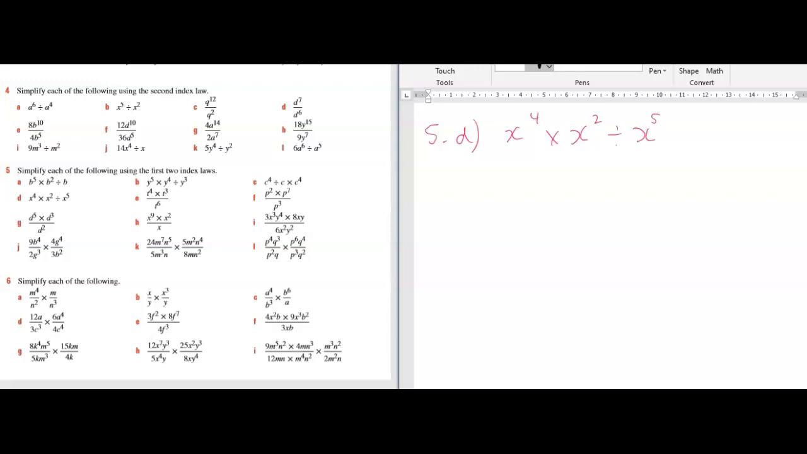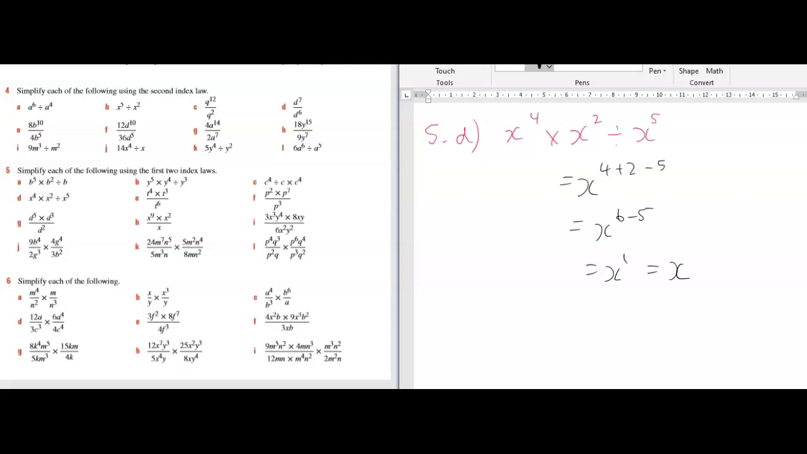Okay, so this one here, you can write the base, which is x, and then look at your powers. So we've got 4 plus 2, and then we've got this 5, so we're going to be subtracting 5. So we've got x, 4 plus 2 is 6 minus 5. So that's going to be x to the power of 1. Remember, we don't usually write it like that, so it just becomes x.